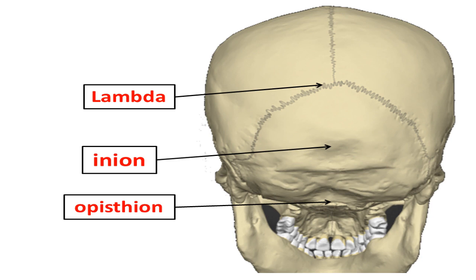Here we see 3 points: lambda, inion, and opisthion. Lambda is the site of the junction between the posterior end of the sagittal suture and lambdoid suture. As I said before, it is 12 to 14 centimeters posterior to the bregma. It is not a reliable landmark, so let's move to the second point, which is the inion. It is the most prominent part of the occipital bone. It is usually located 7 centimeters below the origin of the lambdoid suture.